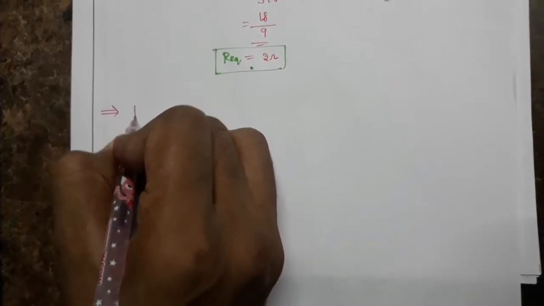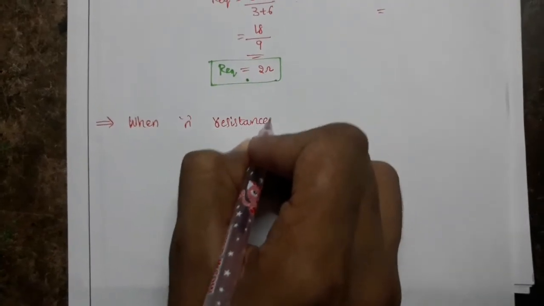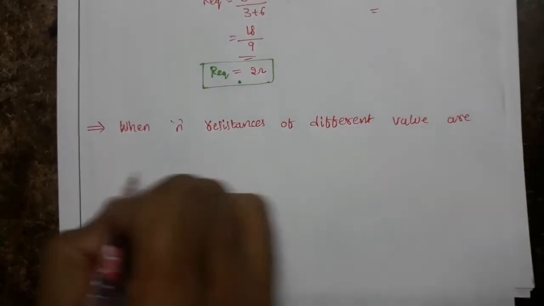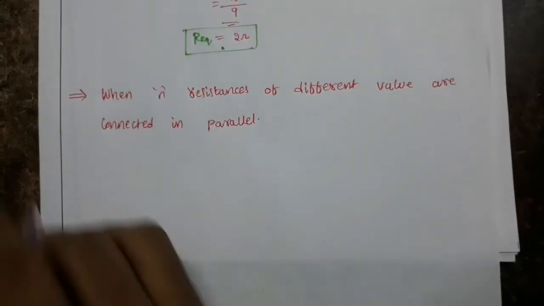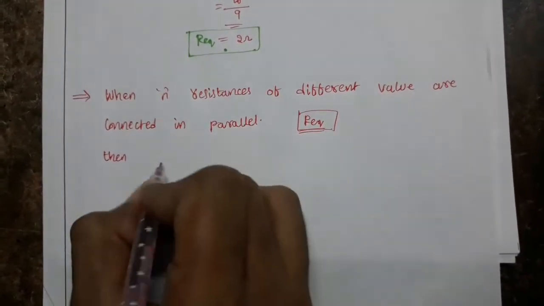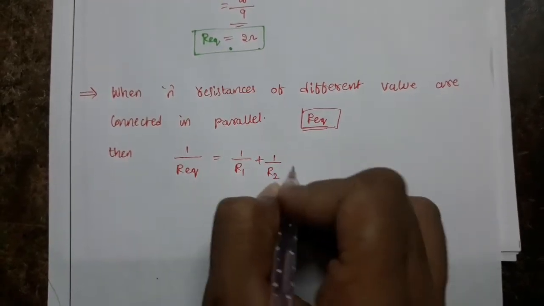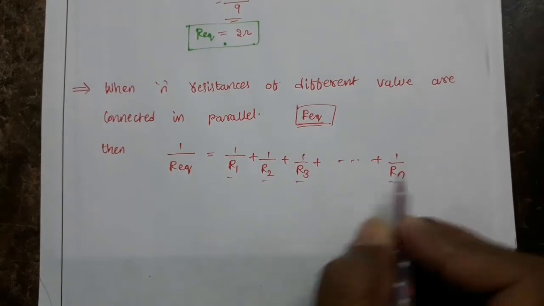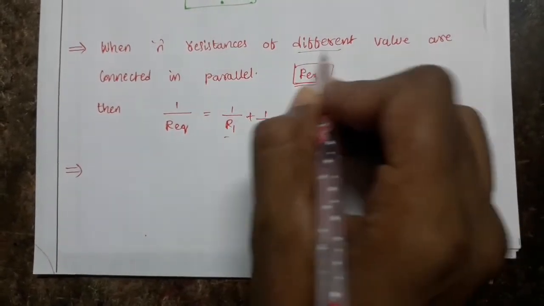Friends, when n resistances of different values are connected in parallel, then the equivalent resistance is given by 1 by R equivalent equals 1 by R1 plus 1 by R2 plus 1 by R3 plus so on plus 1 by Rn, where R1, R2, R3 and so on to Rn are the resistances connected in parallel. Here we have taken different values of resistances.